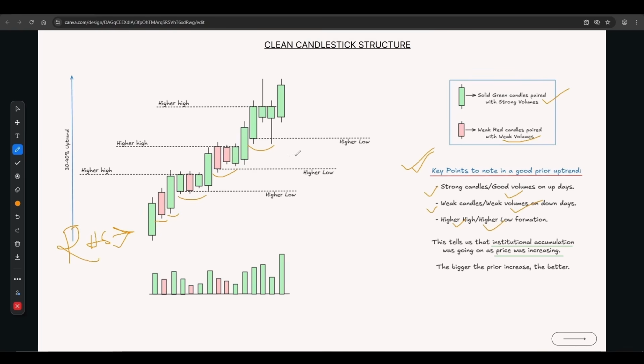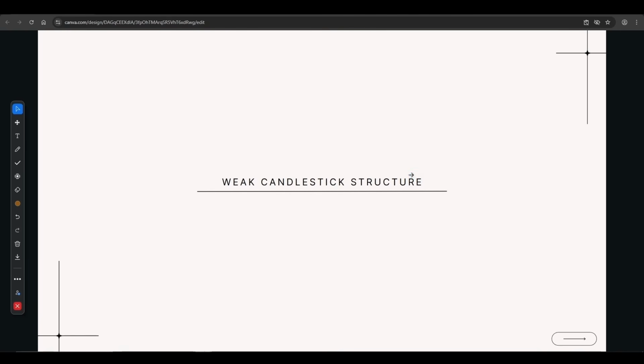Now, whenever this type of price action happens, we should analyze it in more detail to look for potential setups or to keep it in our watch list. So let us move on. Now, this is an example of a weak candlestick structure that we should avoid in any kind of market.